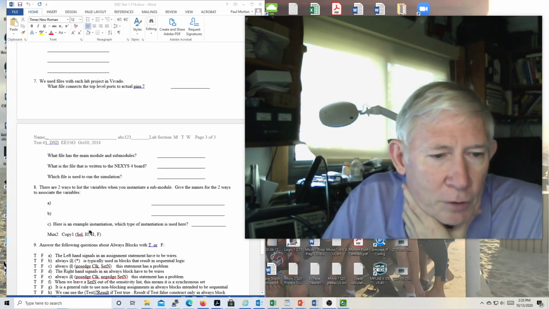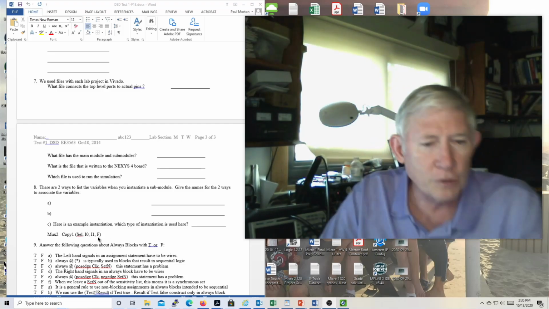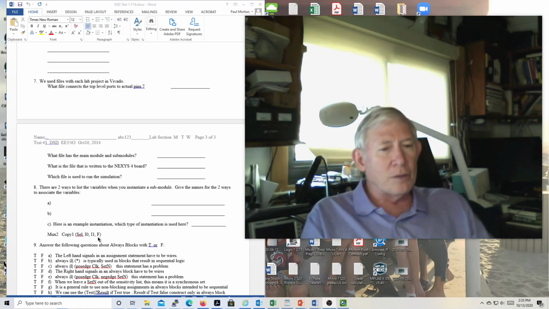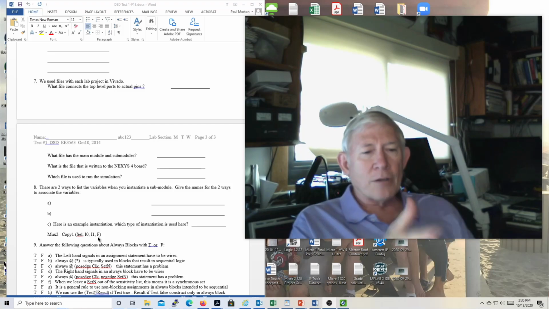Here's an example instantiation. Which type of instantiation is used here? Well, since there's no dots, it's not the dot notation. It's not the name notation because there's no names in parentheses. So that's obviously positional.